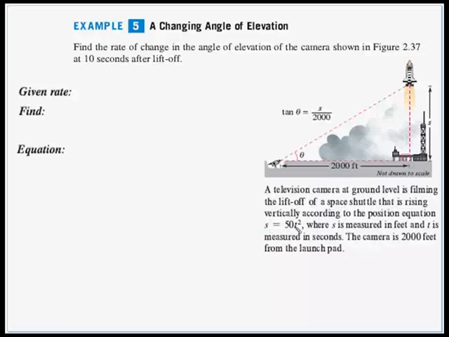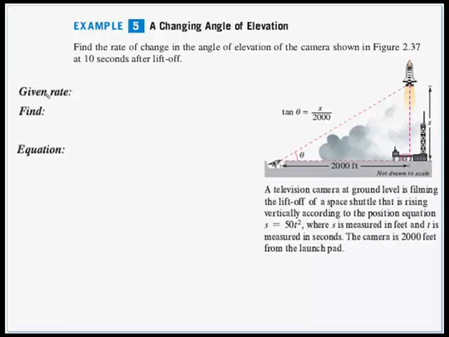S equals 50t squared. So as time goes by, we take the number of seconds, plug it in and square it, times it by 50, and that gives us S, the height the rocket is from the ground. Where S is measured in feet, t is measured in seconds. The camera is 2,000 feet from the launch pad. So here again we have a triangle, we have our angle theta here, and the bottom of this triangle is 2,000 feet, and this height here is S, the height of the shuttle off the ground.